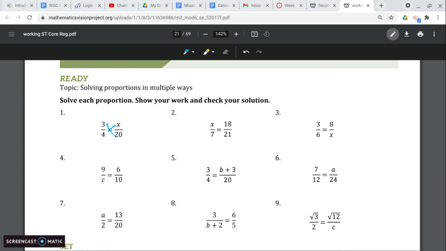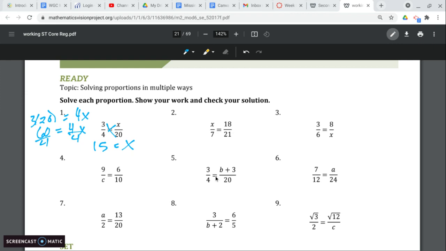So 3 times 20 equals 4 times x. 3 times 20 is 60, which equals 4x. Divide both sides by 4. 15 equals x. So cross multiplying, dividing, that is one way of solving these. Others of you might have noticed, okay, what do I have to multiply to 4 to get to 20? Multiply by 5. So 3 times 5 is 15. You'd get the same answer. So that method works just fine, obviously.